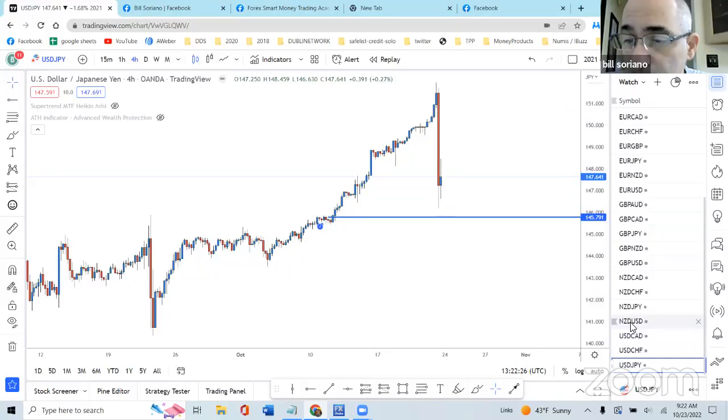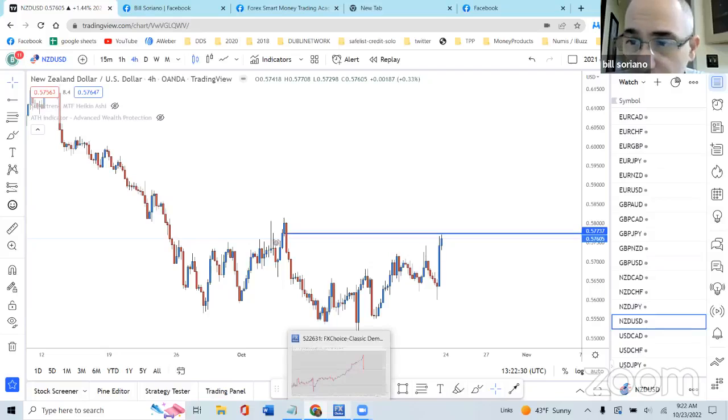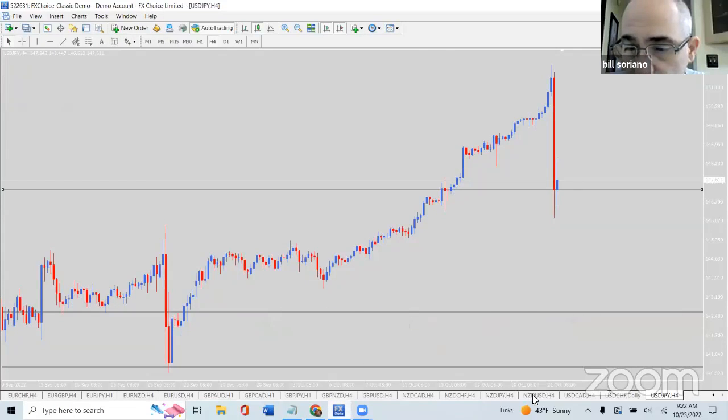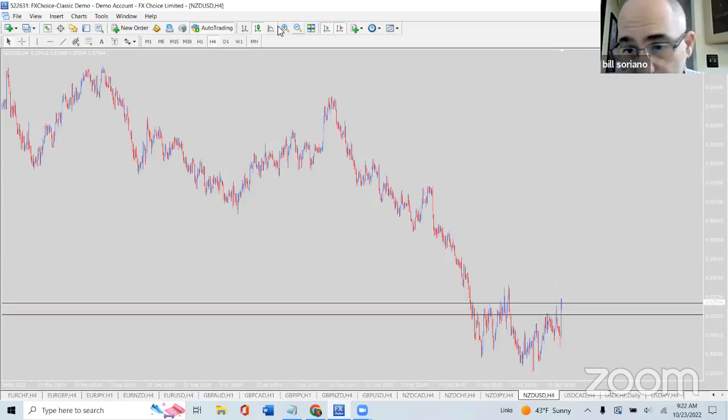Let's just jump up here to NZD USD. We're going to try to catch as many different currency pairs as we can here. If we look at NZD USD, this one's a little bit harder to figure out what's going on. So to look at the trend on the 4-hour chart, if we zoom out here, we see this has been in a downtrend for a while.